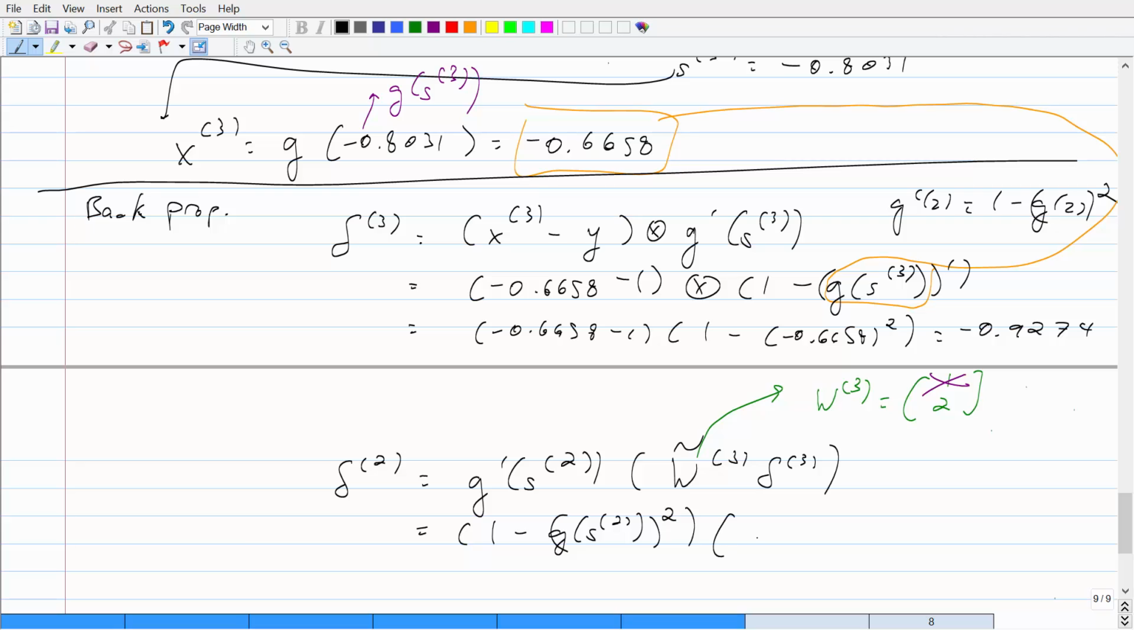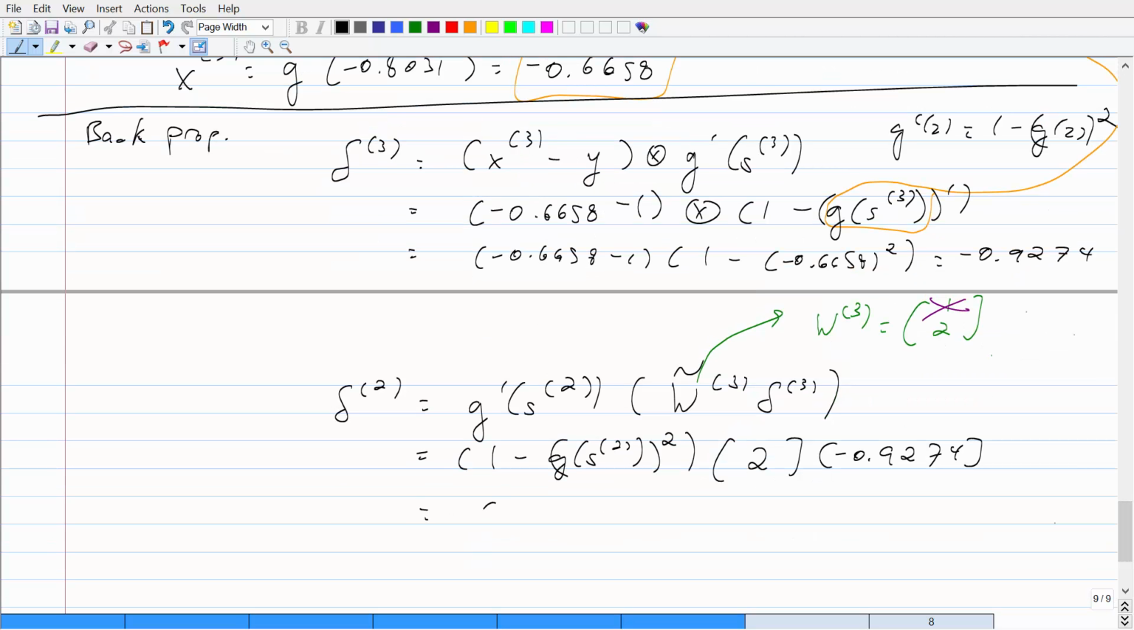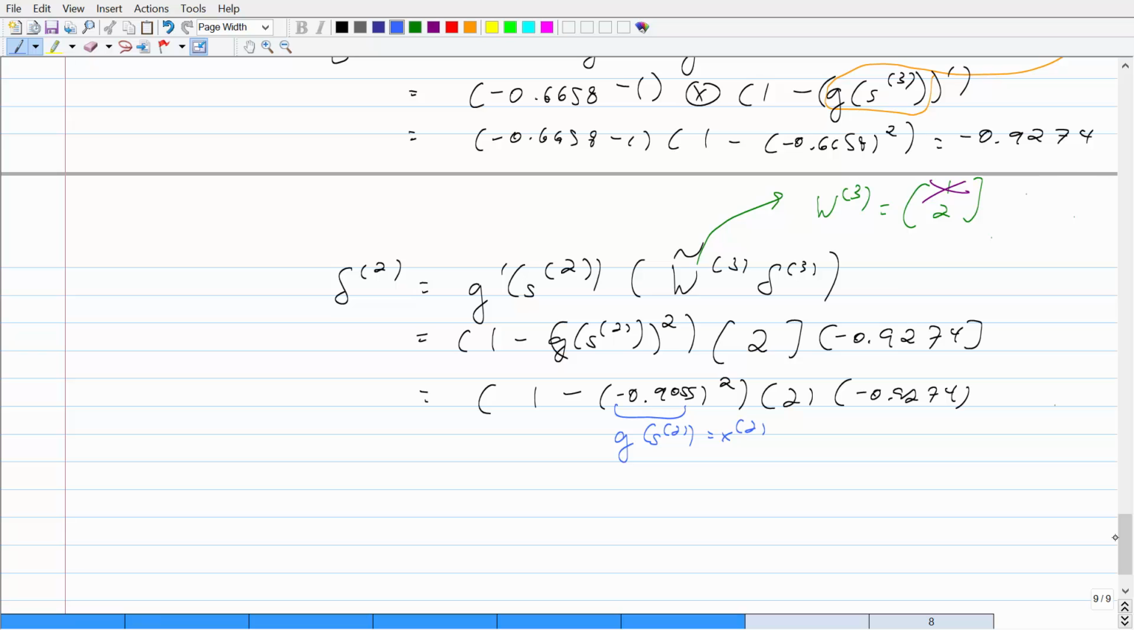Okay, in this case we have 2, and then multiplied by the sensitivity from the previous layer, which is minus 0.9274. Okay, so in this case we have 1 minus, and then this was, what is it? Minus 0.9055. Okay, and then 2. Okay, remember this is just equal to the output from the hidden layer to the output. So when you multiply all this out, we get minus 0.3475. Okay, so that's the sensitivity between the first and second.